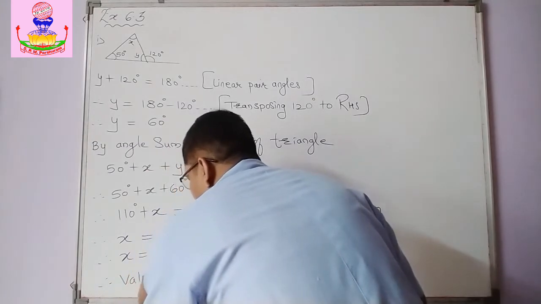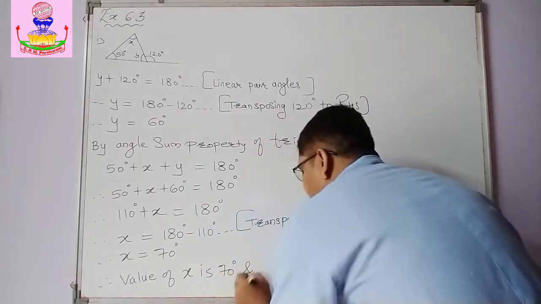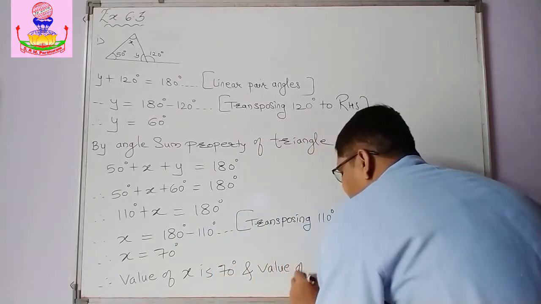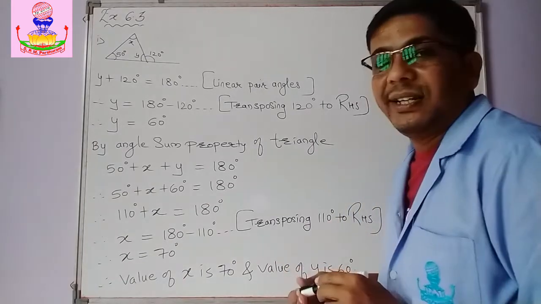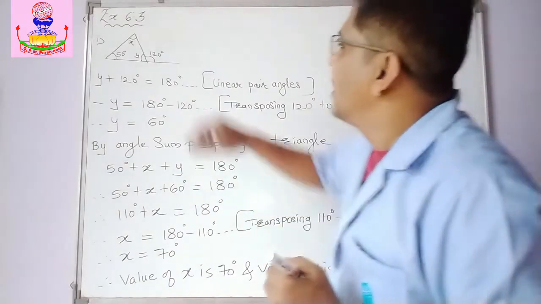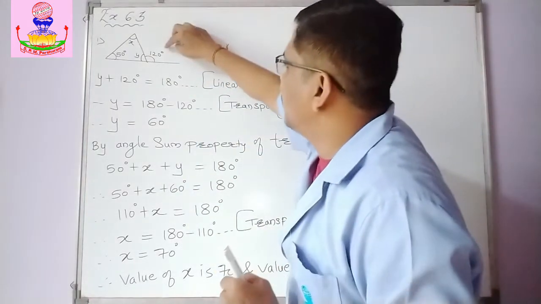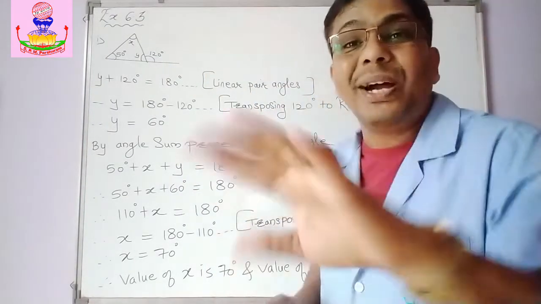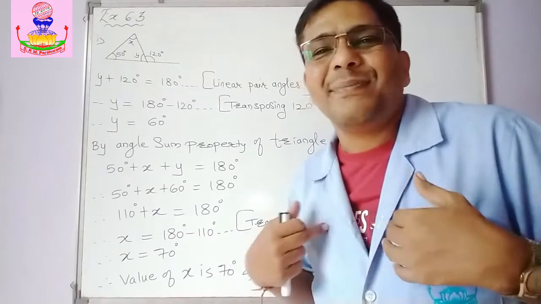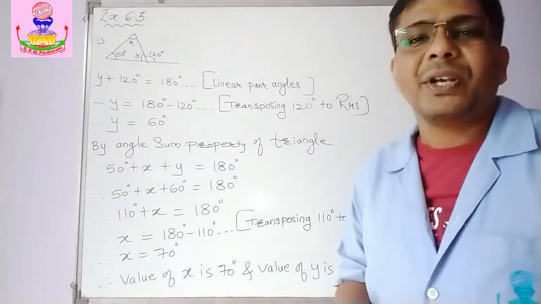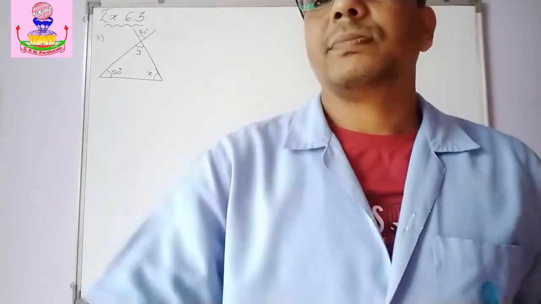So therefore value of x is 70 degree and value of y is how much? 60 degree. Do you get it? That is the answer. Now let us cross check. Value of x is 70. 70 plus 50, 120. We are correct. Now this 120 plus 60, what is the sum? 180, because they are in linear pair and the sum of linear pair is 180. That means we are correct. Okay, so let's move to the next example.